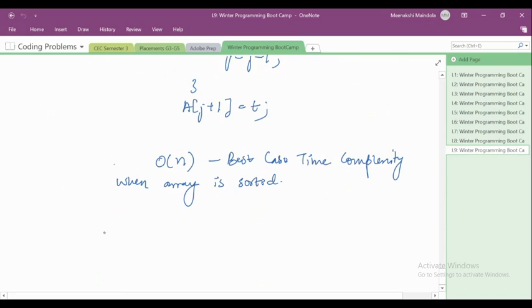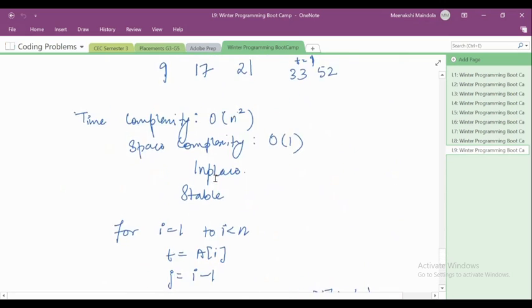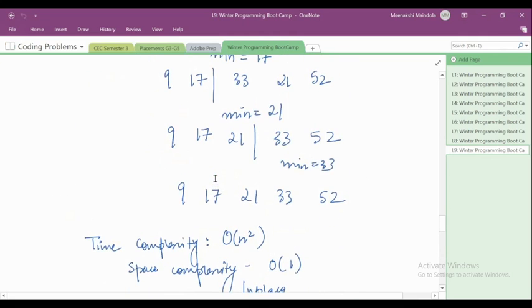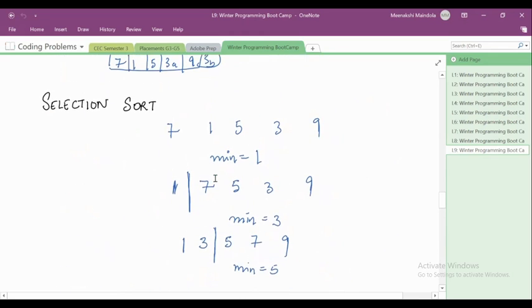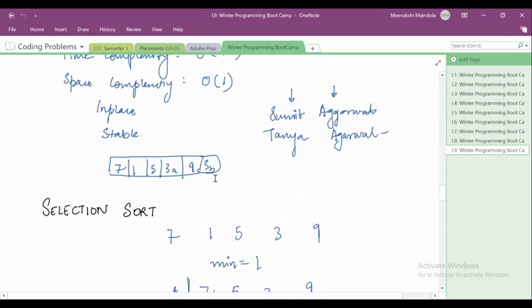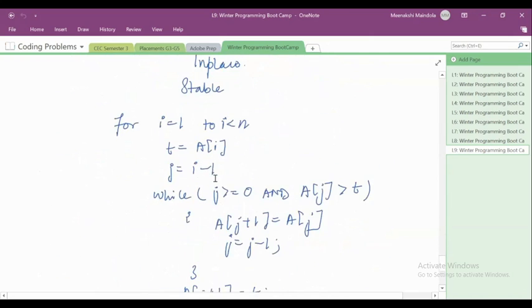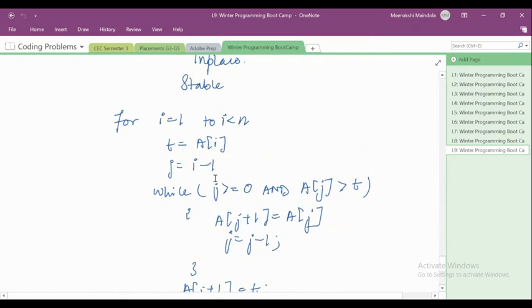We have discussed that only for now. The three sorting algorithms that we looked at were bubble sort, insertion sort, and selection sort. So selection sort is not stable, while bubble sort and insertion sort are stable sorting algorithms.